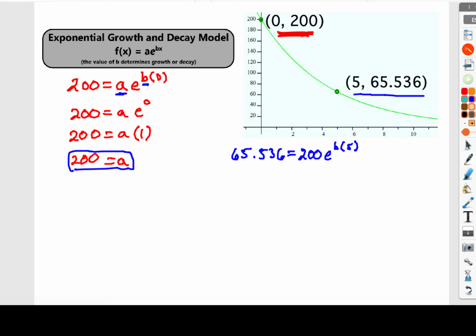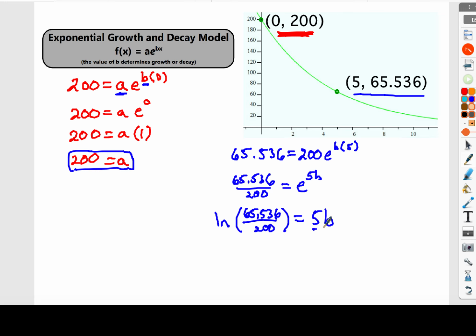Well, if we do a little bit of solving, basically we want to take 65.536. We're going to divide that by 200 in order to get that 200 off of the right side there. Then I can take the natural log of that statement in order to cancel the e on the right side. We would take the natural log of both sides. And then finally, we'll just divide by 5 on both sides.